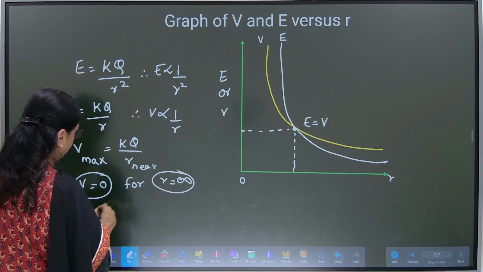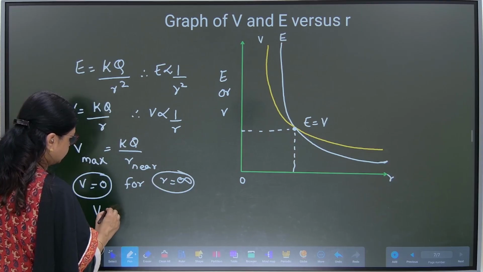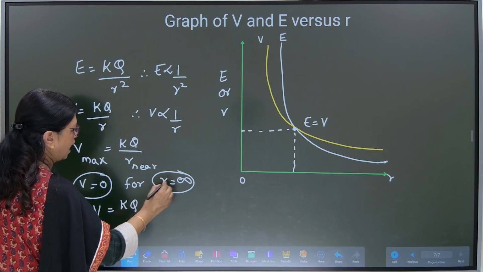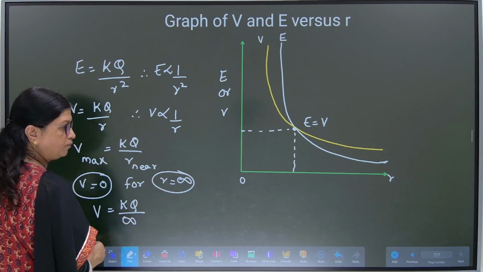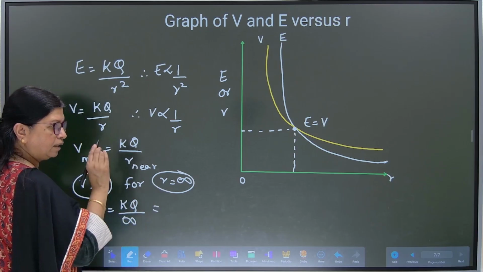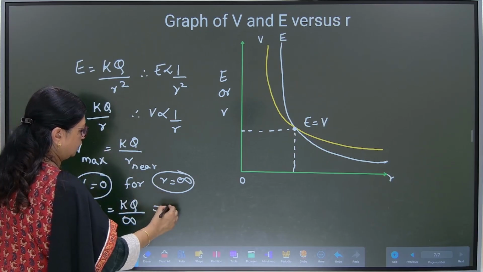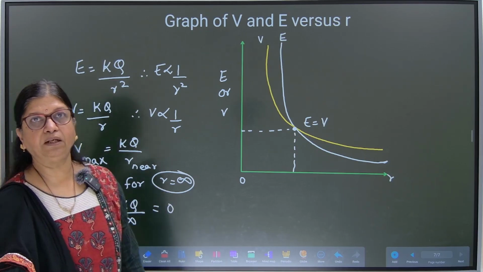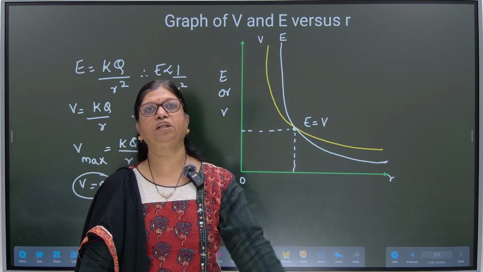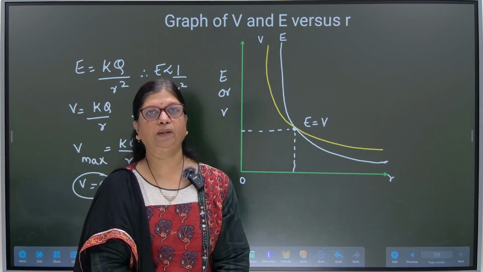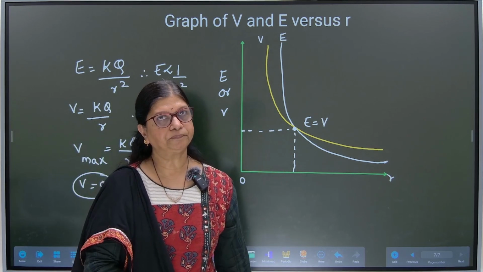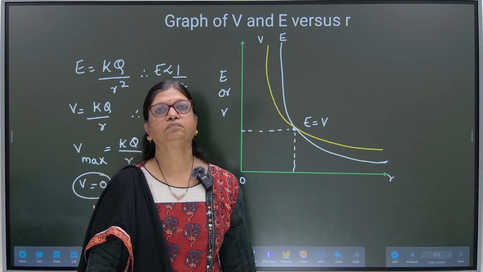Why? What answer will we get? V is equal to KQ upon R, with R equal to infinity. So I substitute infinity here. Any number divided by infinity is 0. What does it mean? That for a point at infinity, the potential is 0. Remember that. Clear? Follow?